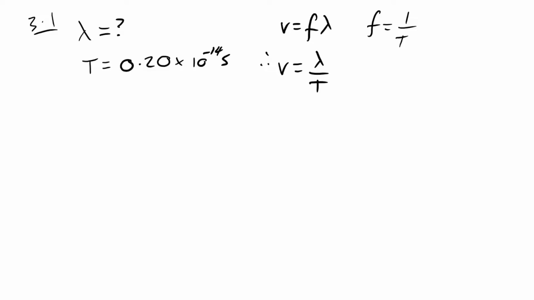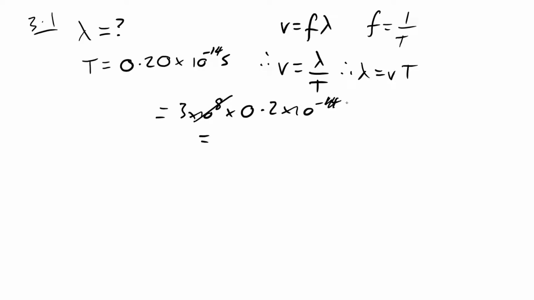We just want to find lambda, so therefore lambda is just equal to the speed times the time period. So that's 3 times 10 to the 8 times 0.2 times 10 to the minus 14. I think we can do this one in our heads. Tidy up powers of 10, so plus 8 minus 14, that ends up being times 10 to the minus 6. 0.6 times 10 to the minus 6, or let's say 6 times 10 to the minus 7 meters.